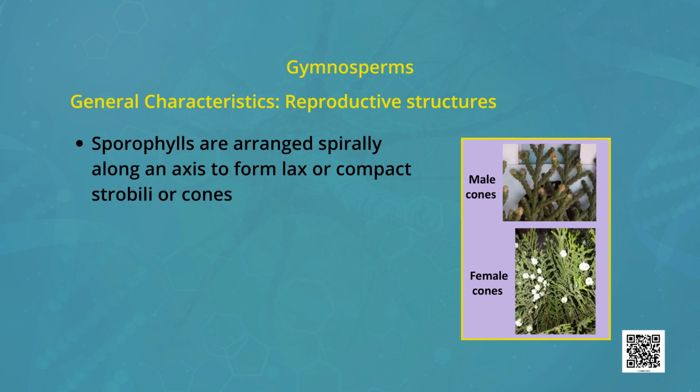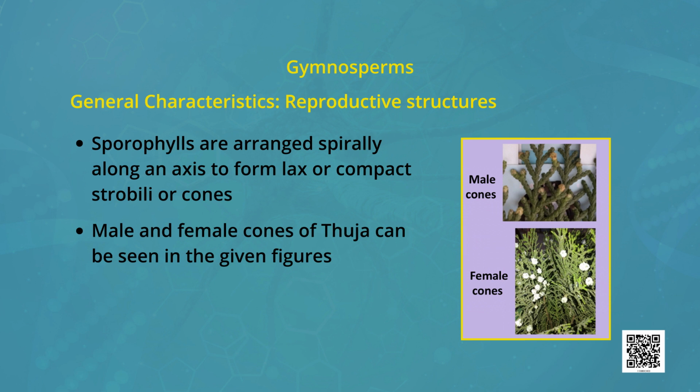Sporophylls of microspores and megaspores are arranged spirally on an axis or central region. This makes a compact structure called cones or strobili. In the given picture, both male and female cones are visible on a Thuja plant. This is a very common plant which you must have seen. Male cones are present on higher branches and female cones are present on lower branches.